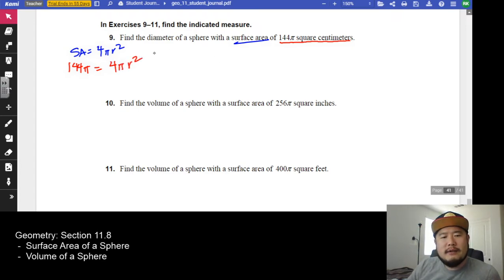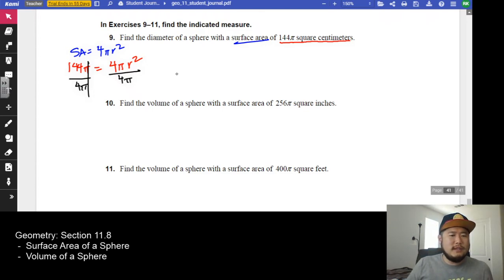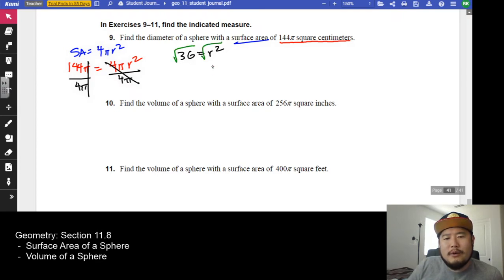Let's get r by itself. I would start off, divide both sides by 4 pi. And nicely, that pi disappears. We just need to figure out, well, what's 144 divided by 4? So 144 divided by 4 happens to be a nice number, and that turns into 36 is equal to r squared. All right, so 36 is equal to r squared. We can go ahead and get r by itself. You got it. We got to square root both sides, and r is equal to 6. And that right there we would say is centimeters.